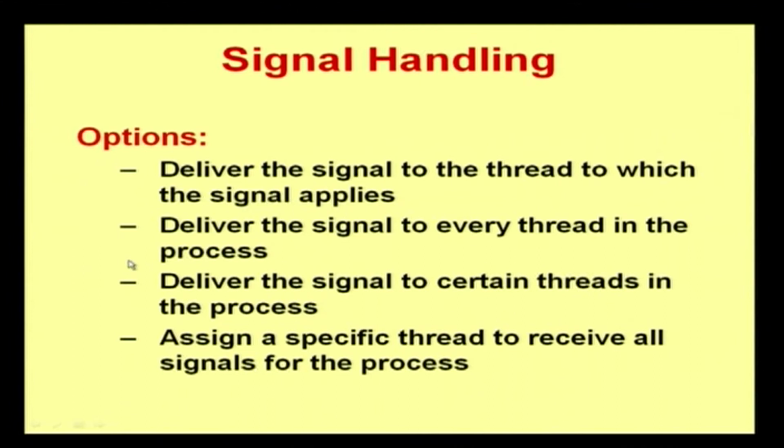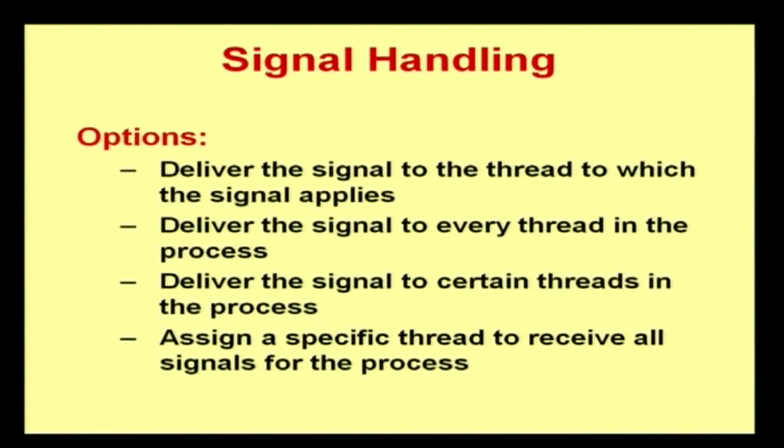The other options are: deliver the signal to every thread in the process, and deliver the signal to certain threads in a process. These are the different conditions. The first condition is delivering the signal to the thread to which the signal applies. If you are going to use an office suite in a Linux operating system, to the point where the word ends, to that point the signal reaches and it makes the thread get saved. That is one condition. Specifically, it is catching hold of that particular point and then finishing it off.